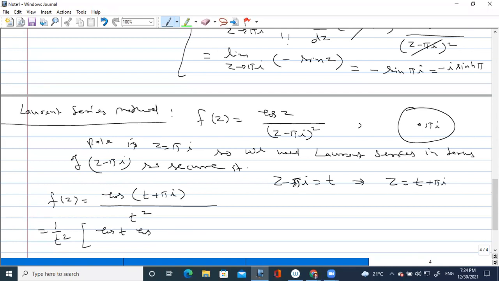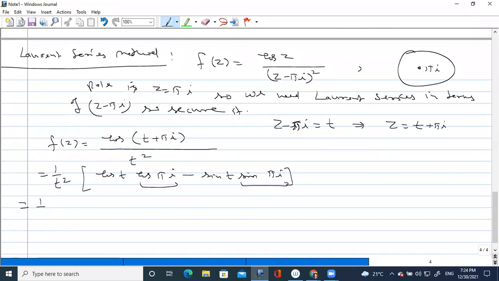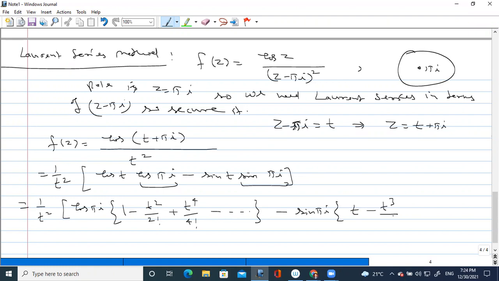cos t cos pi i minus sin t sin pi i. Now cos pi i and sin pi i will remain like this only, but cos t and sin t you can expand in series. So it will become 1 by t square times cos pi i into cos t, which is 1 minus t square by factorial 2 plus t to the power 4 by factorial 4 minus dot dot dot. Done. Minus sin pi i into t minus t cube by factorial 3 plus t to the power 5 by factorial 5 plus dot dot dot. Okay. Now this is the complete Laurent series.